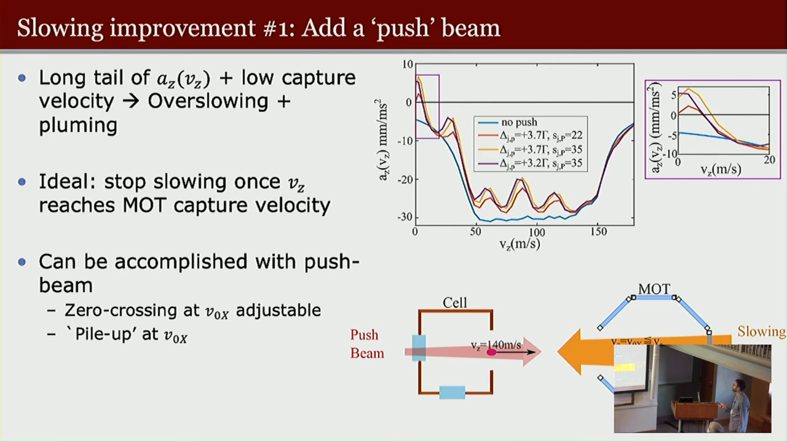And you can tune where that crossing is and the strength of the bump by just changing the intensity of your push beam and also the detuning of your push beam. So you can adjust this zero crossing and you'll wind up piling up your molecules at this crossing velocity.